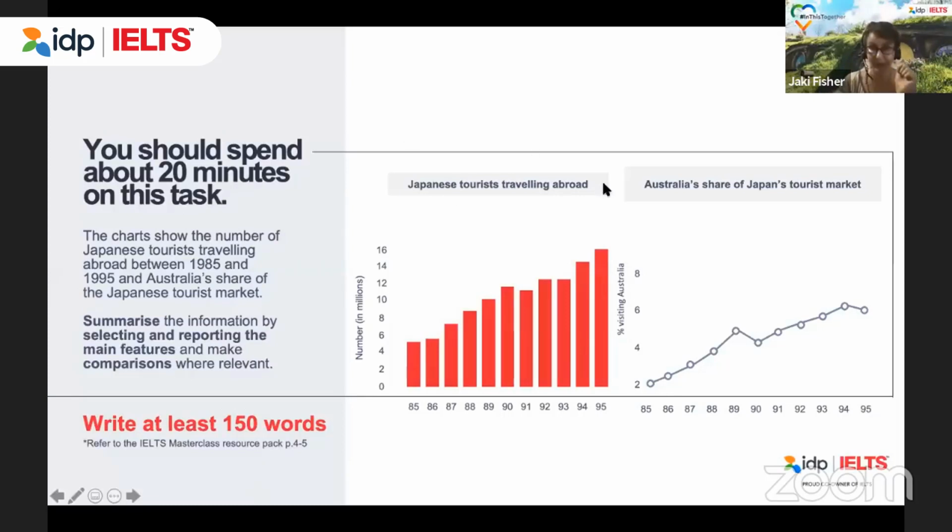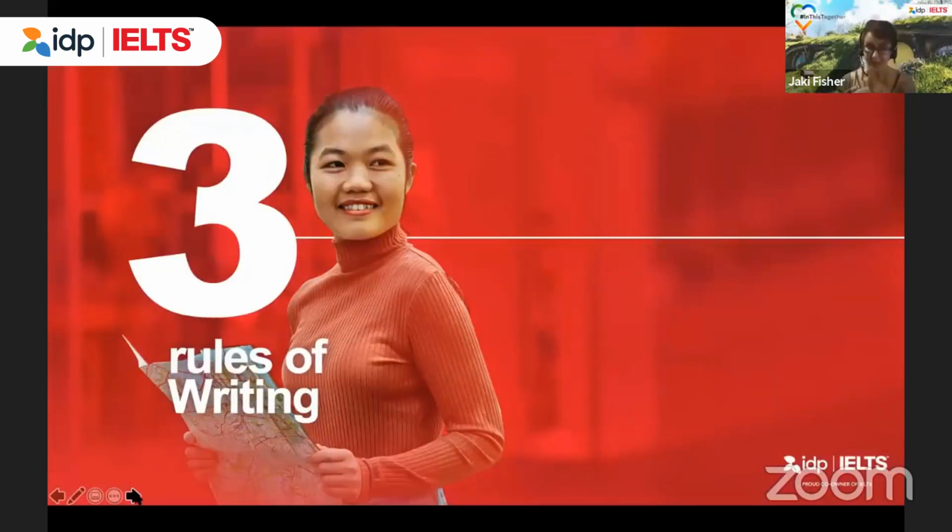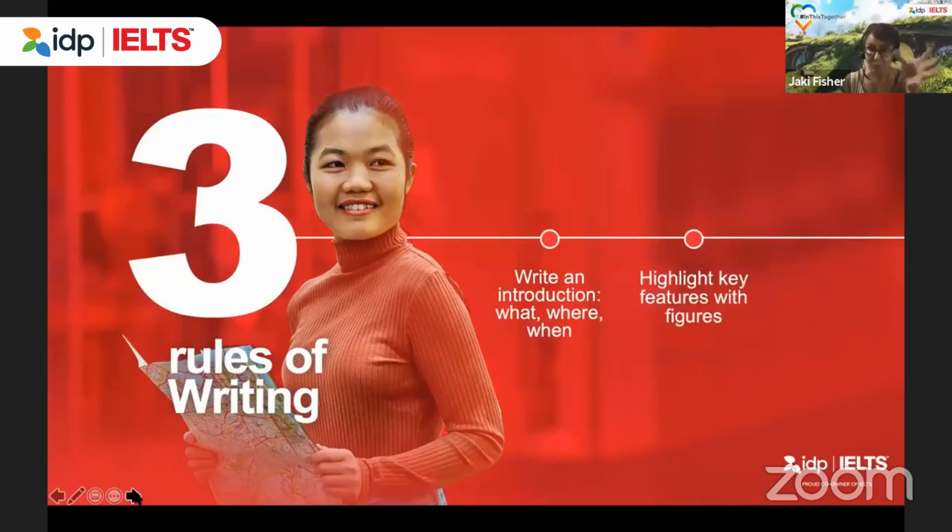But remember, we don't have a lot of time, only 20 minutes, so we must start writing. First thing we do, okay, so when we write, we also think about 3 things. We have to write an introduction. We have to pull out the main features, which we just did. And then we have to have an overview. Let's talk about these.